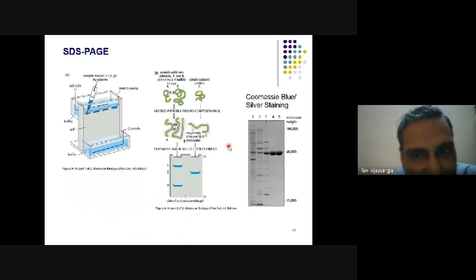Okay. So normally this is the way in which SDS-PAGE works. How many of you have used SDS-PAGE yourself? Anybody? Nobody has used SDS-PAGE?